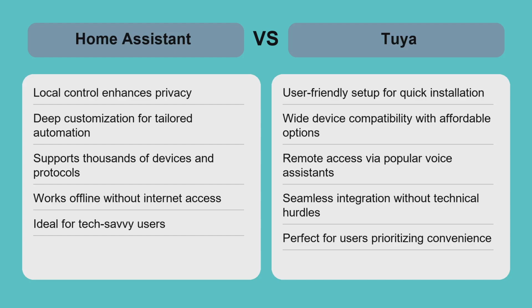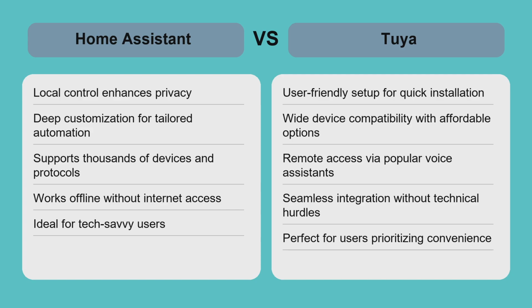Comparing Home Assistant and Tuya highlights trade-offs between control and convenience. Home Assistant excels in privacy, local processing, and customization, making it perfect for tech-savvy users who want to tailor every aspect of their smart home. It keeps your data private and works offline, but requires time and effort to set up. Tuya simplifies smart home management with cloud-based services and broad device compatibility, ideal for users prioritizing ease of use and quick deployment. However, it depends on internet connectivity and shares data with cloud servers, which may concern privacy-focused users.